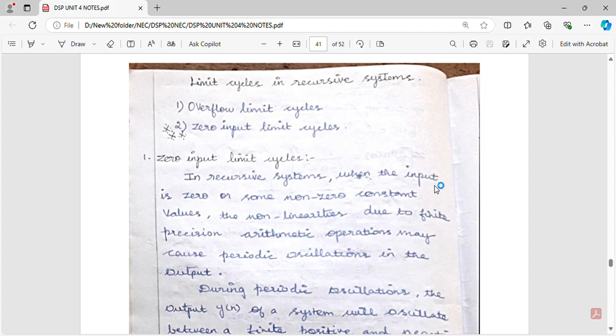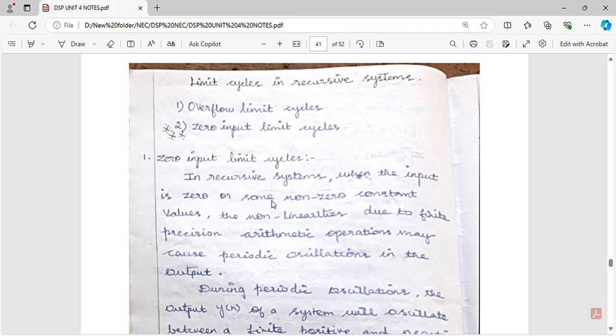First of all, due to finite precision arithmetic, we have five types of errors. One is input quantization error, another is product quantization error, then limit cycle oscillations, round-off noise, and coefficient quantization error. These are the five types of errors that occur. Among them, limit cycle oscillations occur due to the finite precision arithmetic.